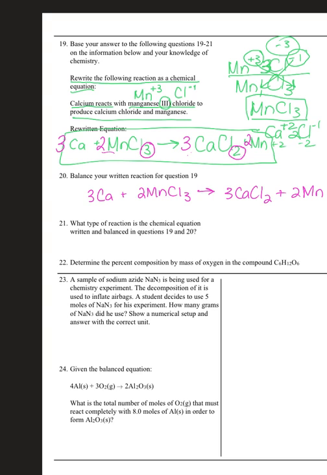Okay, what type of reaction is this? For question 21, what type of reaction is this? Well, this is a single replacement. We have calcium replacing manganese in this equation. So this is single replacement.